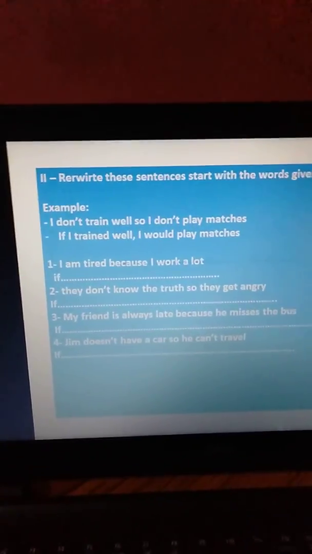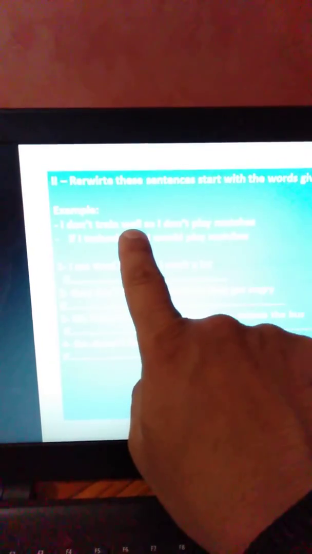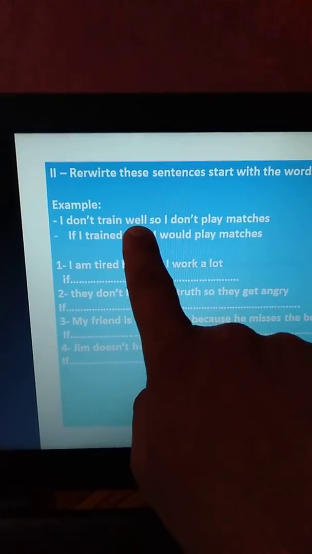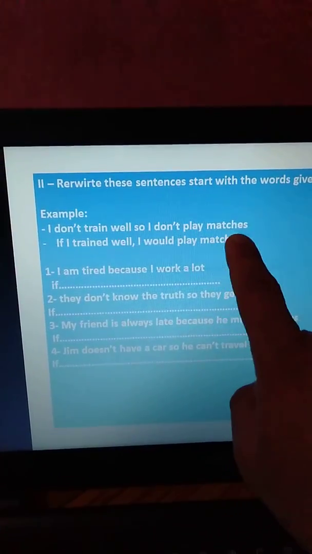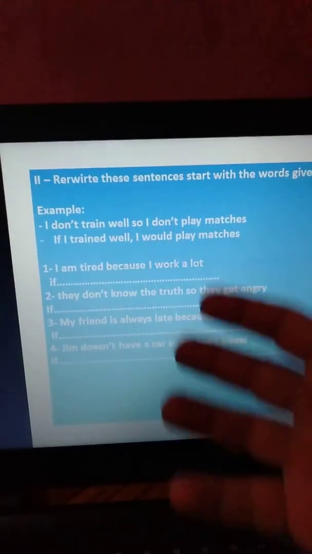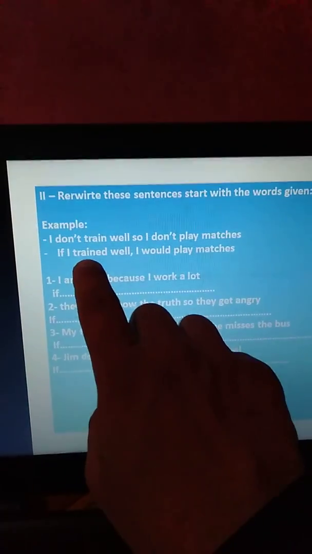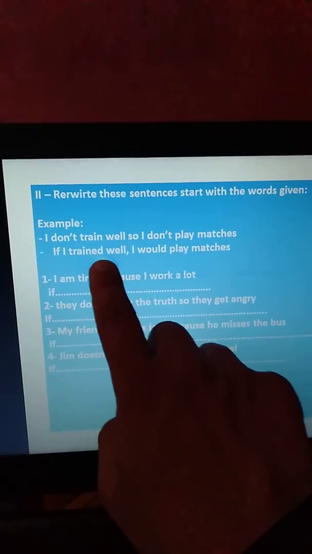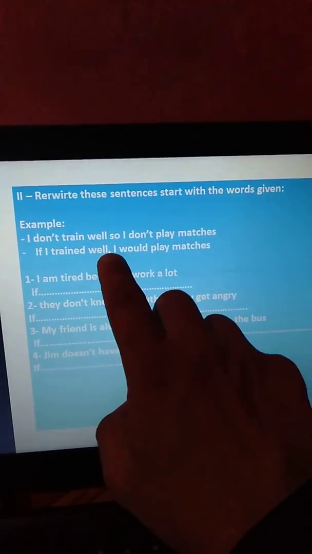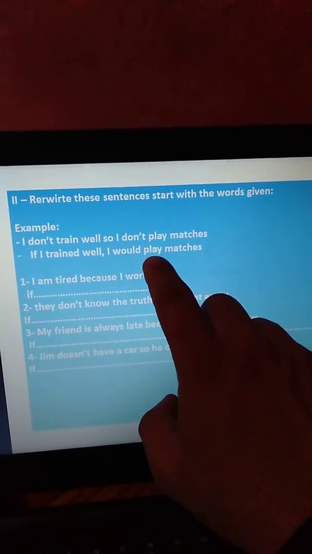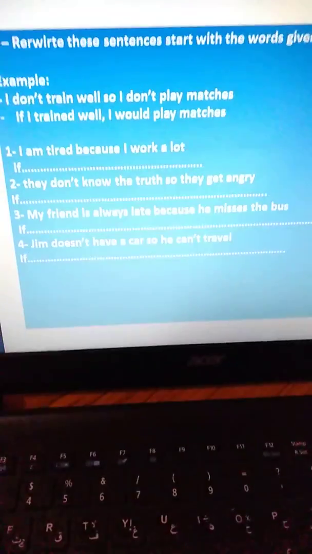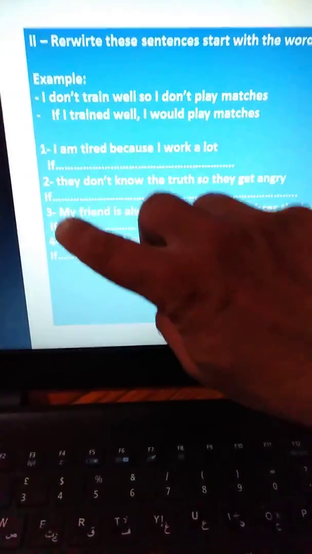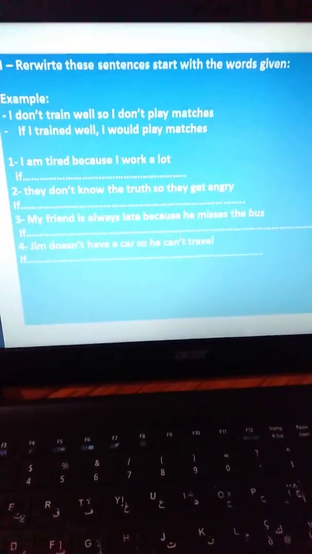The second exercise is that you are going to rewrite these sentences, starting with the words given. Okay, example. I don't train well, so I don't play matches. This is the unreal situation. If I trained well, if plus subject plus simple past, I would play matches, right? Plus subject plus would plus verb in the infinitive. So you are going to do the rest. I start with if in all those sentences.